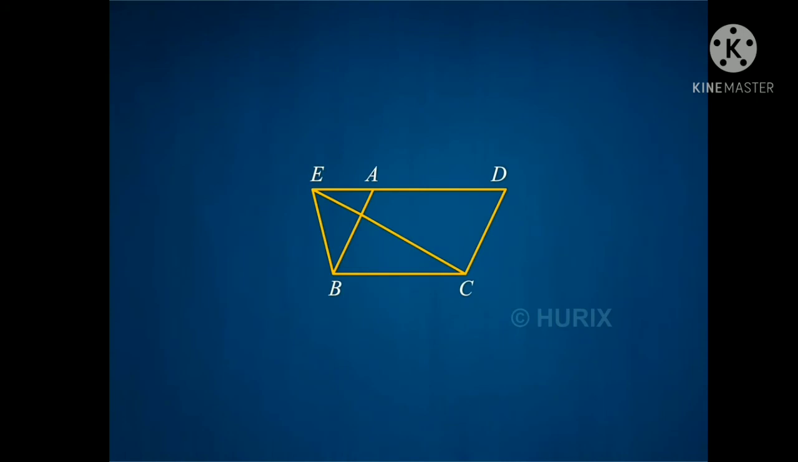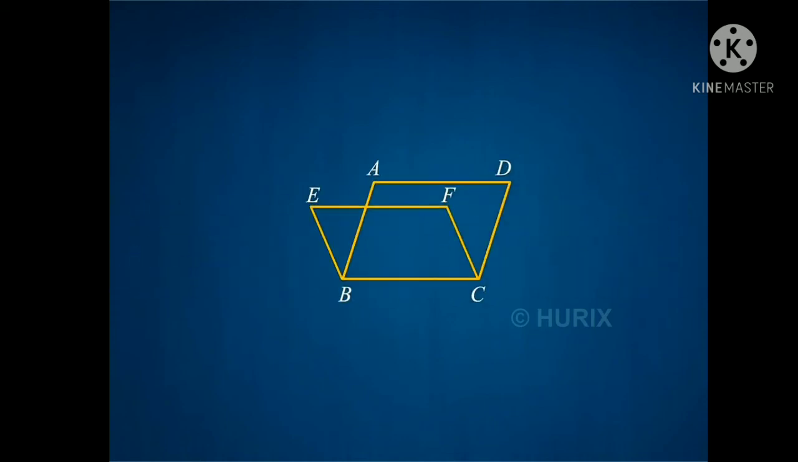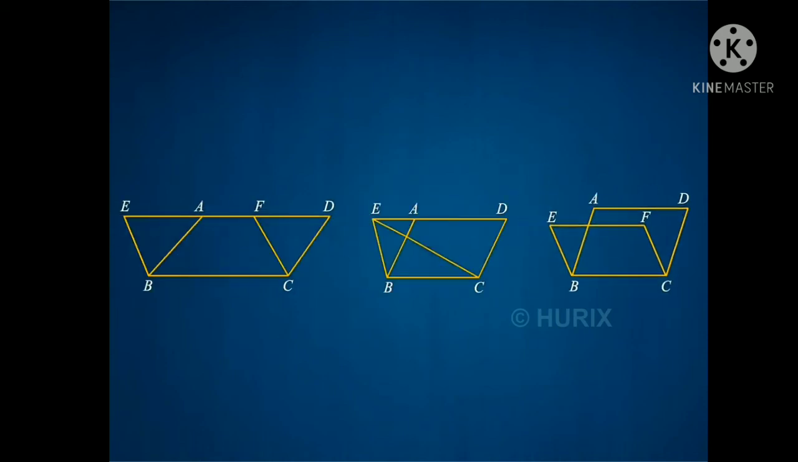However, in this case, triangle EBC and the parallelogram ABCD are on the same base BC and between the same parallel lines ED and BC. In this figure, although the two parallelograms ABCD and EBCF have common base BC, they are not between the same parallel lines.